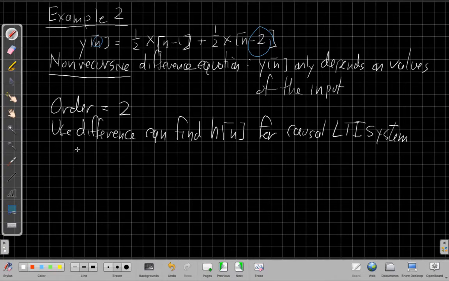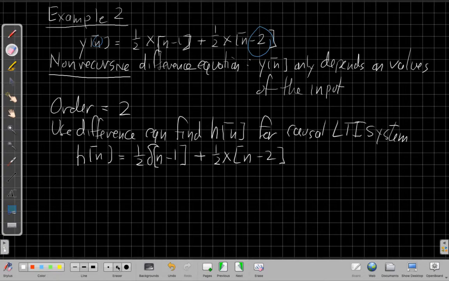Well, same as we did in the previous example, we replace y of n by h of n. We replace x of n by delta of n. We say that if I want to find the impulse response, I need the input to be the impulse so that the system responds to it. Oops, this second x should be a delta, right? We're setting x of n to be delta of n.